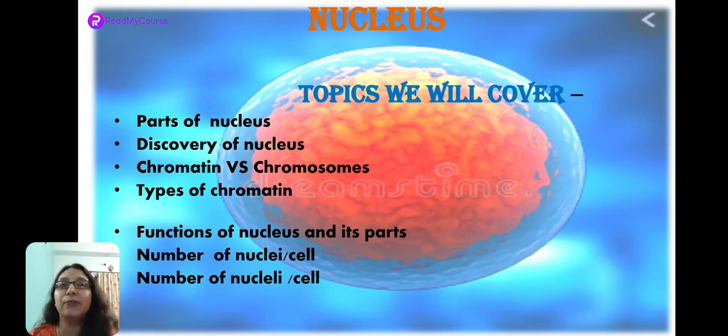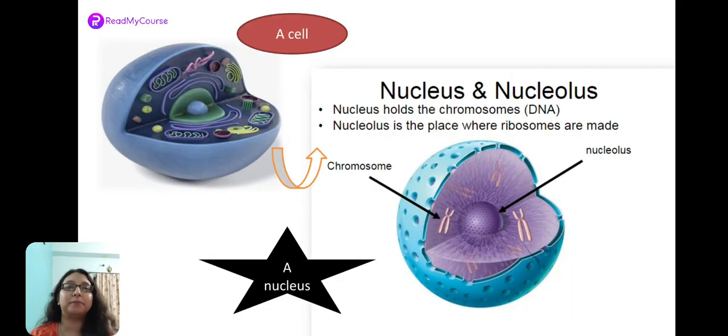Then we will come to the different types of chromatin. Then the function of the nucleus and the function of its individual parts, we will go into in detail. And last, we will study how many nuclei are found per cell and how many nucleoli are found per cell. So let's get into it.